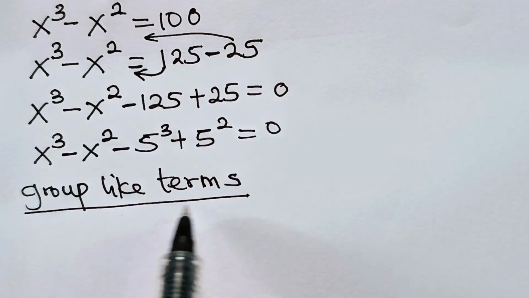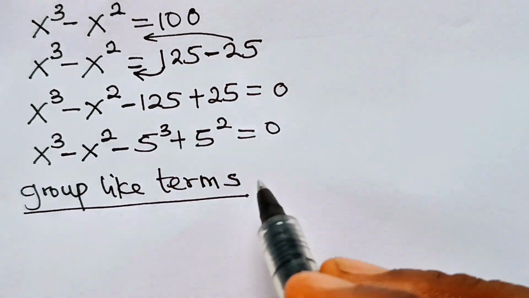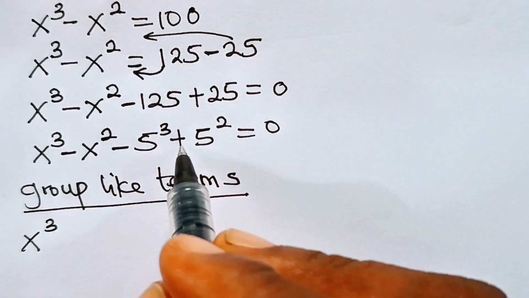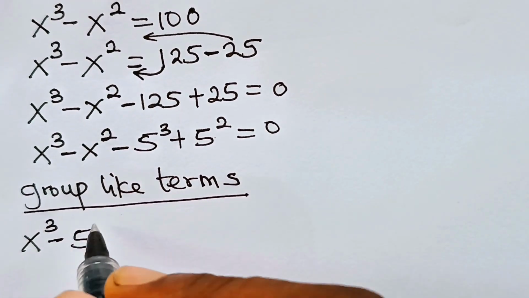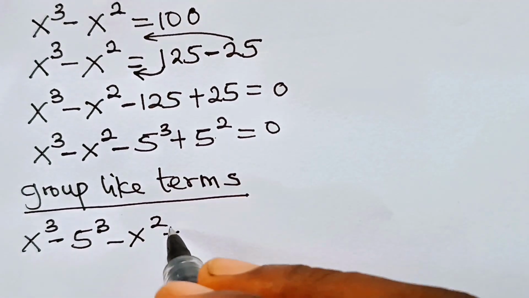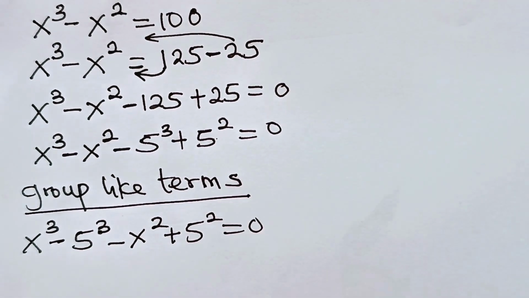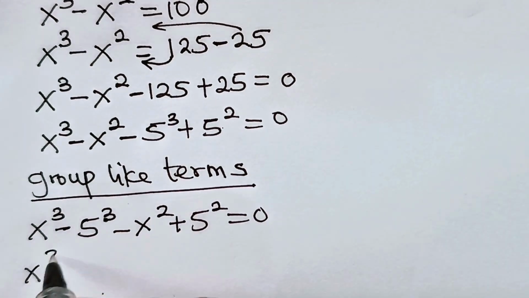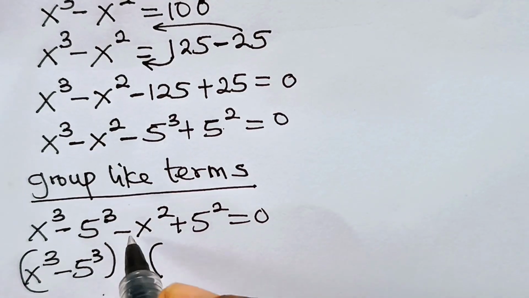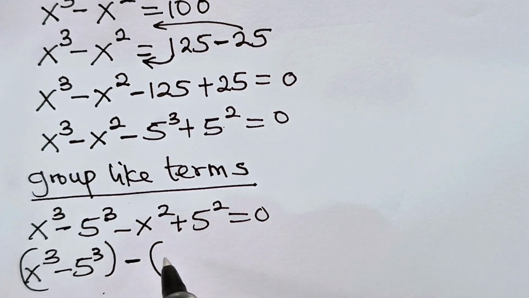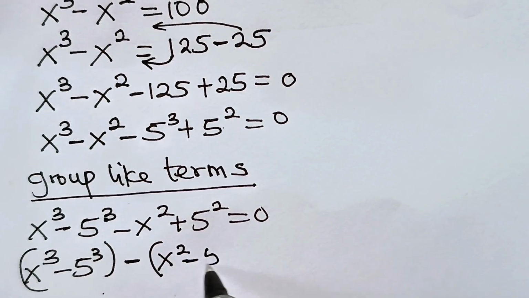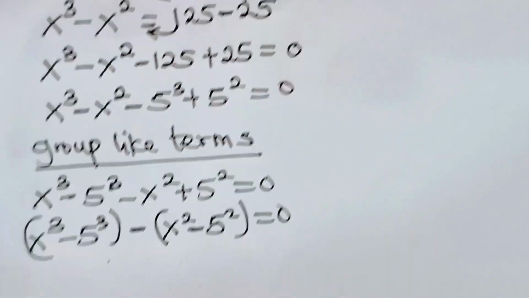Okay? Alright, now let's solve. To group like terms in terms of powers, it's going to be x to the power of 3 minus 5 to the power of 3, then we have minus x squared, and we have plus 5 squared is equal to 0. So we have x to the power of 3 minus 5 to the power of 3 minus, now minus x squared divided by x minus will give us x squared, plus 5 squared divided by minus will give us minus 5 squared is equal to 0.